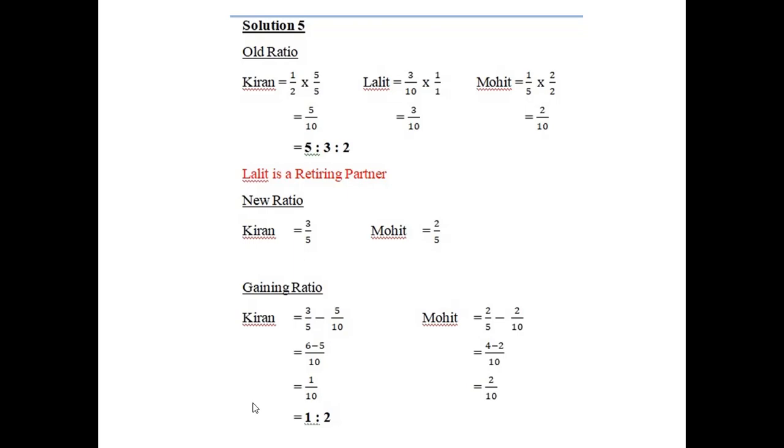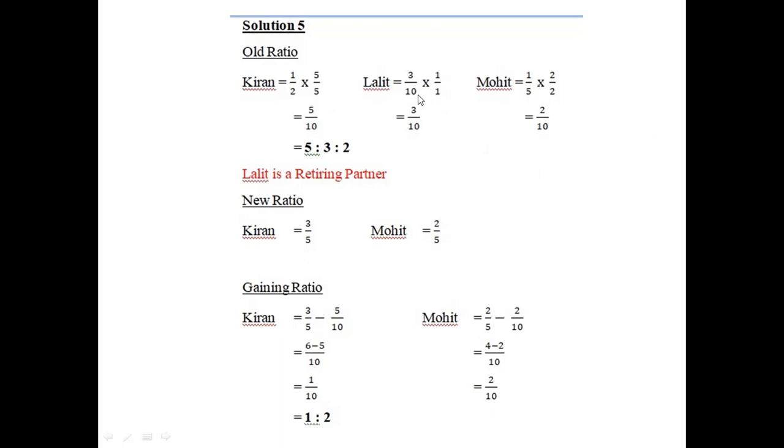Kiran, Lalit, and Mohit are partners, sharing profits in the ratio of 1 by 2, 3 by 10, and 1 by 5. This fraction is looking quite absurd, isn't it? Quite disturbing, this 1 by 2, 3 by 10, 1 by 5. So let us do one thing, let us make it simple. Let us make all the denominators equal. So in order to make the denominators equal, what you have to do is look at the highest denominator.